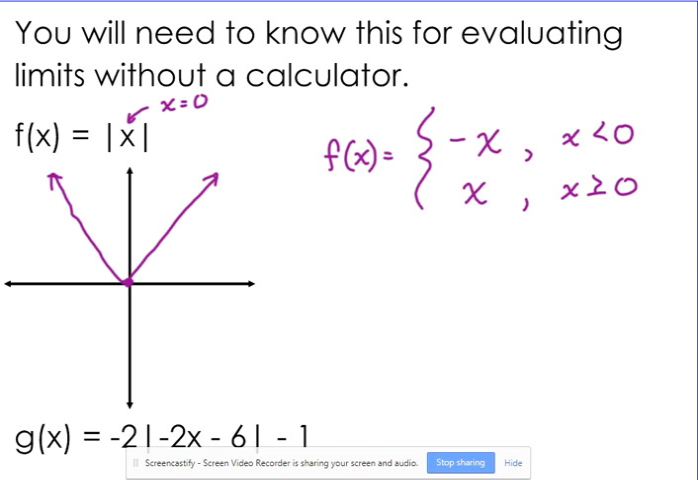It really doesn't matter because these are always continuous. So it doesn't matter which piece gets the equal to, because they have the same y value at 0. They have the same y value. Now, they're not going to ask you to just deal with the absolute value of x. So let's look at a little bit more complicated example.